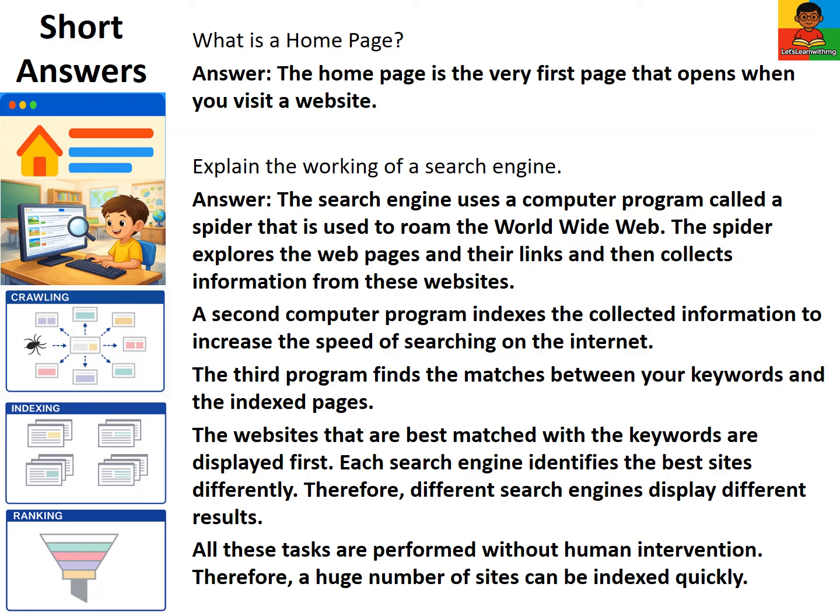Explain the working of a search engine. Answer: The search engine uses a computer program called a spider that explores web pages and their links and collects information. Another program indexes the collected information to increase the speed of searching. A third program matches your keywords with indexed pages. The best matched websites are displayed first. All these tasks are performed without human intervention.